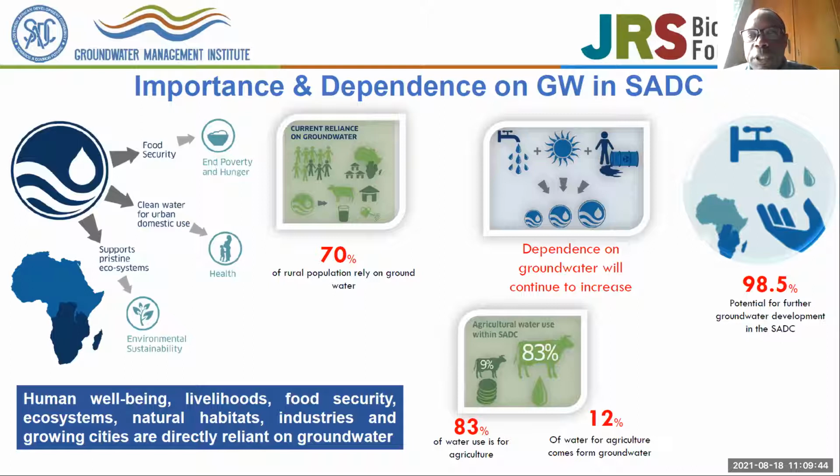Groundwater is also very important to support the GDP of our region. So agriculture contributes about 9% of the GDP of the SADC region, of which 83% of all the water that is used in the region goes to agriculture, and out of that, 12% is coming from groundwater. However, the dependency on groundwater is compromised by a few issues.